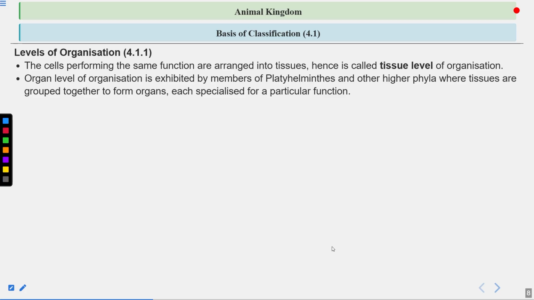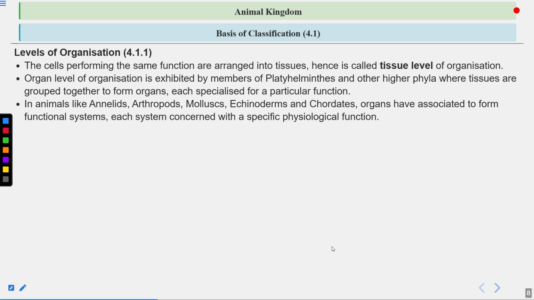organ level of organization, because here different tissues unite together and form an organ. So one step ahead after the tissue level of organization that we see in the case of coelenterates. Platyhelminthes, organ level, right? Every organ performs a specific function.